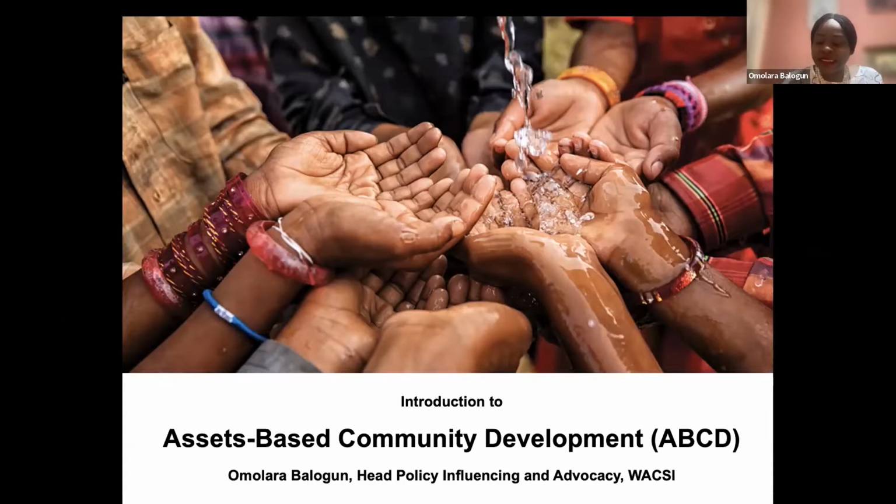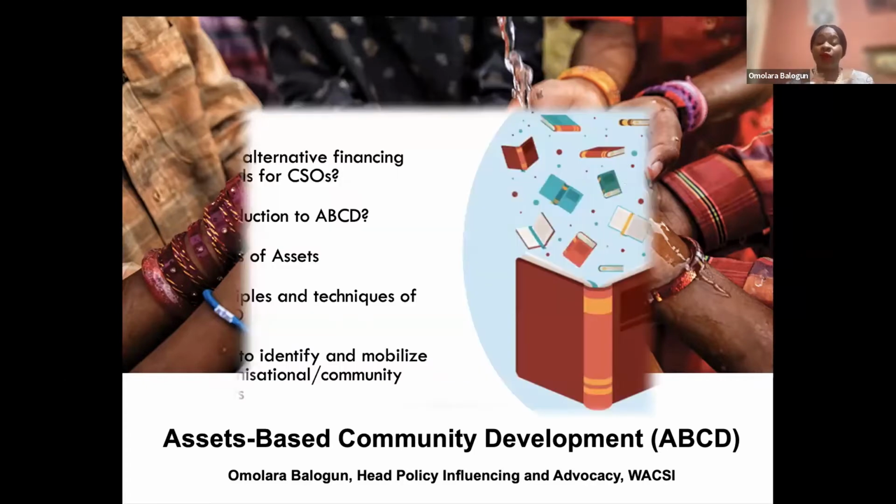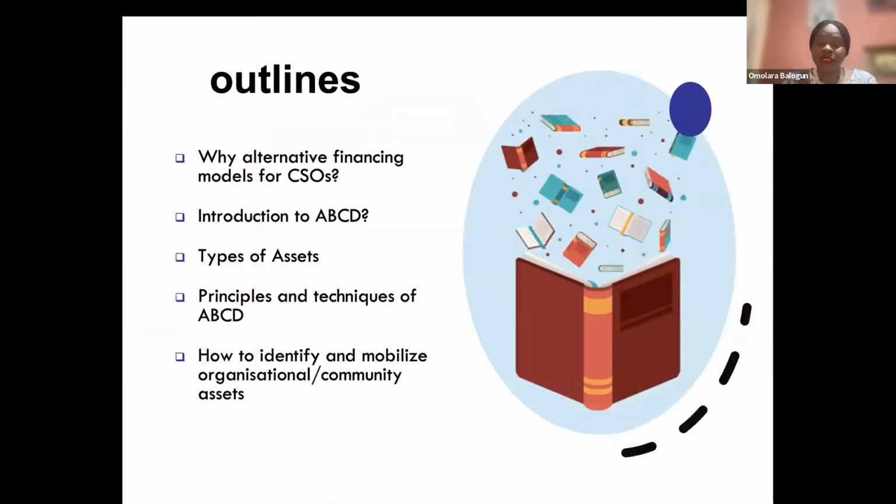Basically, when we are talking about assets-based community development, there are a number, like the moderator already mentioned, there are a number of alternatives that civil society, communities, organizations, including private sector entities, are now considering to diversify their resource base. So in the next 30, 40 minutes, I will be speaking on these 5 points. Why are we talking about alternative financing models for civil society? What conditions warrant that conversation?